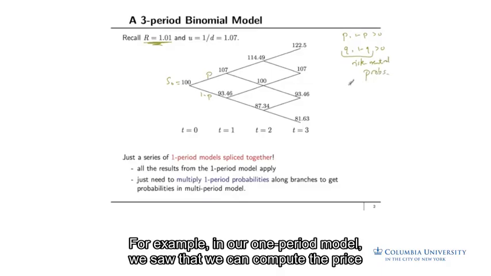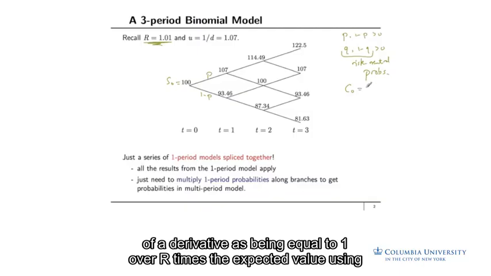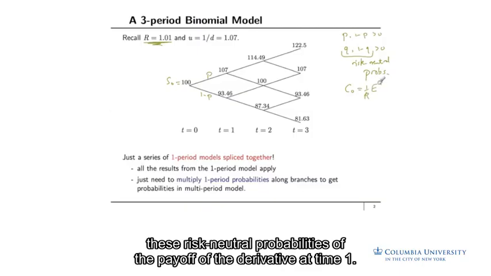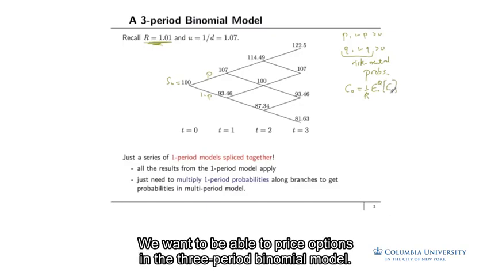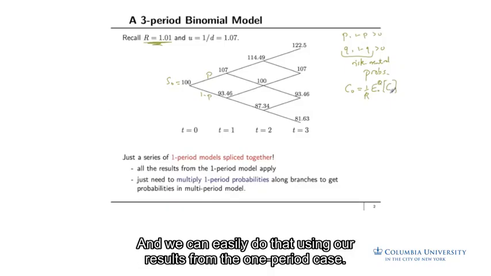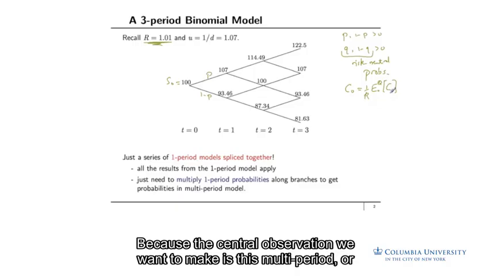For example, in our one-period model, we saw that we can compute the price of a derivative as being equal to 1 over R times the expected value, using these risk-neutral probabilities, of the payoff of the derivative at time 1. Okay, so we're now in our three-period binomial model. We want to be able to price options in the three-period binomial model. And we can easily do that using our results from the one-period case.